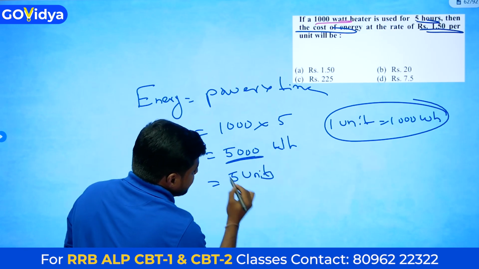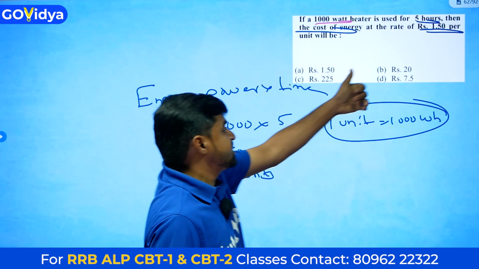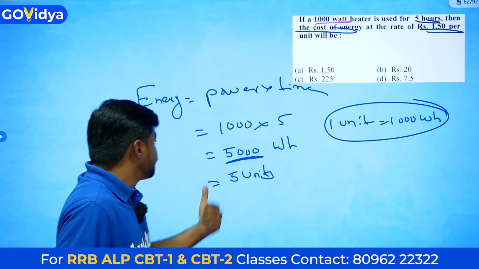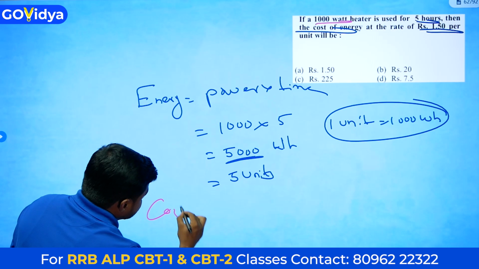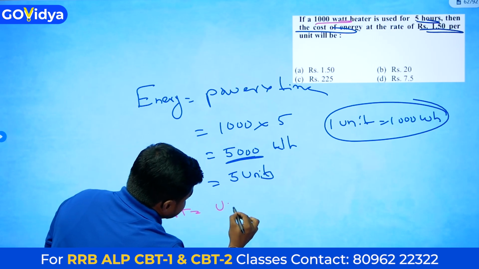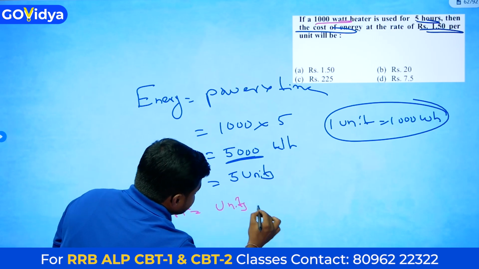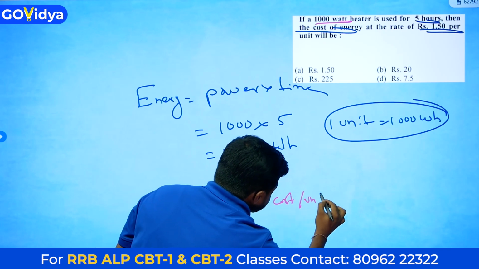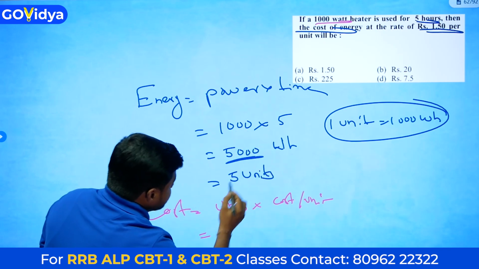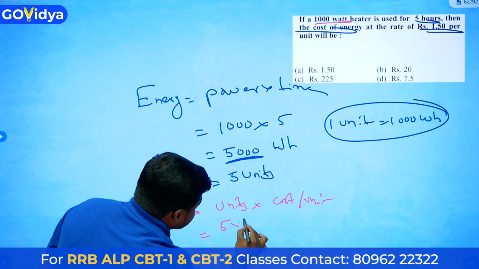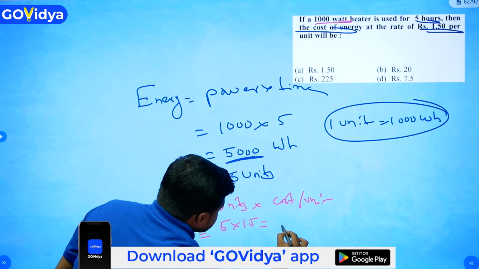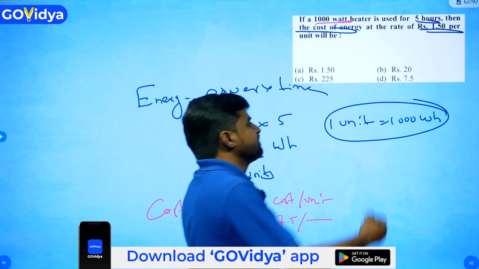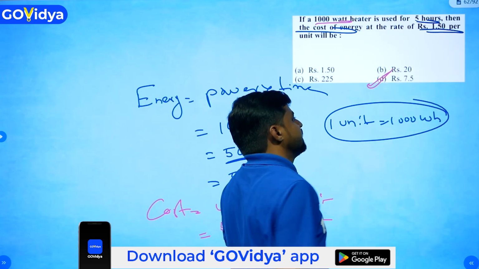5000 watt hours means 5 units. Per unit cost is 1.5. Here 5 units, so cost is equal to number of units into cost per unit. Number of units is 5, cost per unit is 1.5, we will get 7.5 rupees. Total cost is 7.5 rupees. From the options, option D is the correct answer.